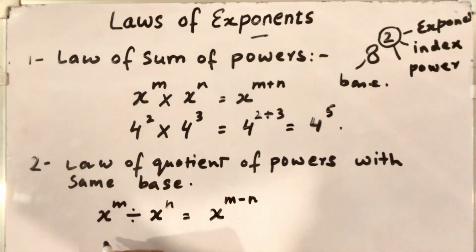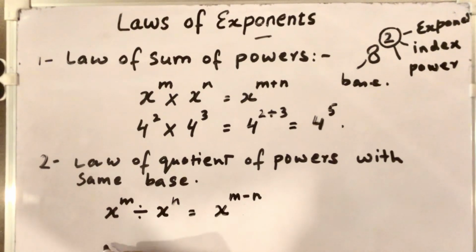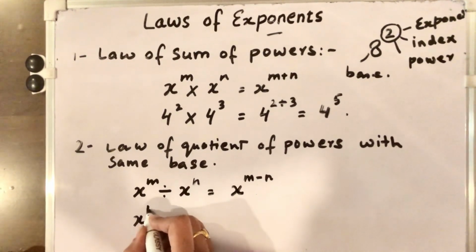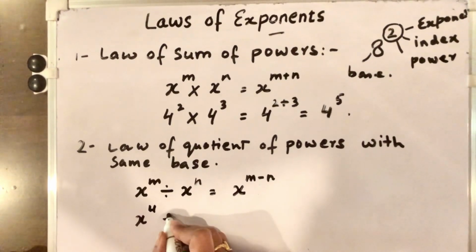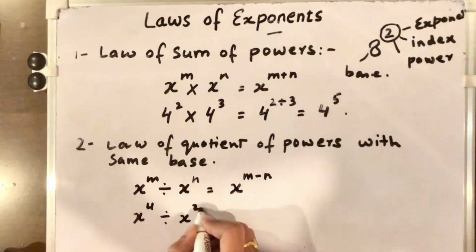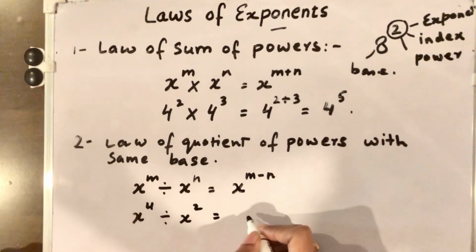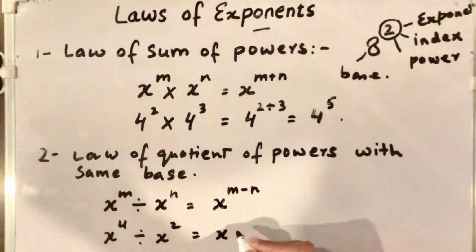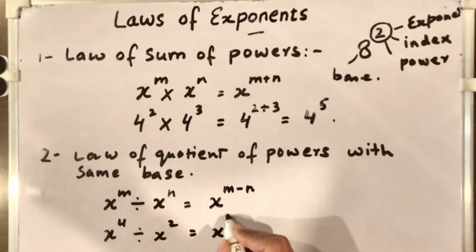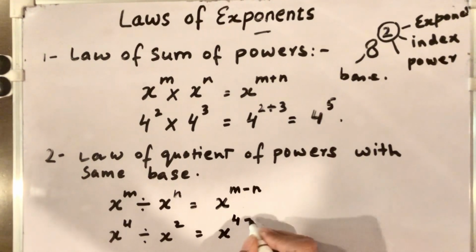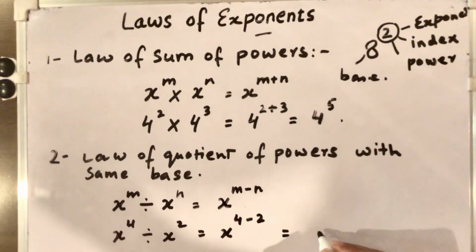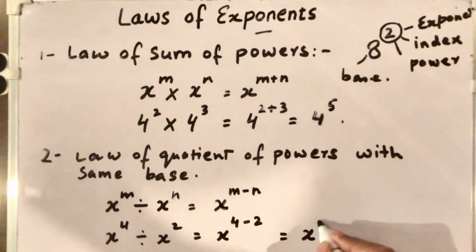We have another example for this law, x with power 4 divided by x with power 2. So here we also write x the same and their powers will be subtracted. It becomes x power 2.